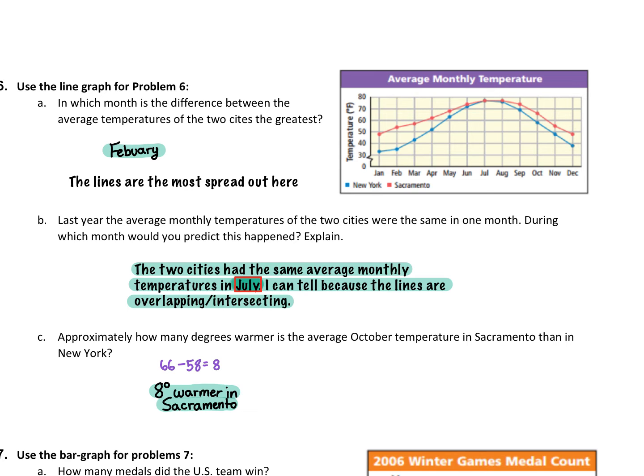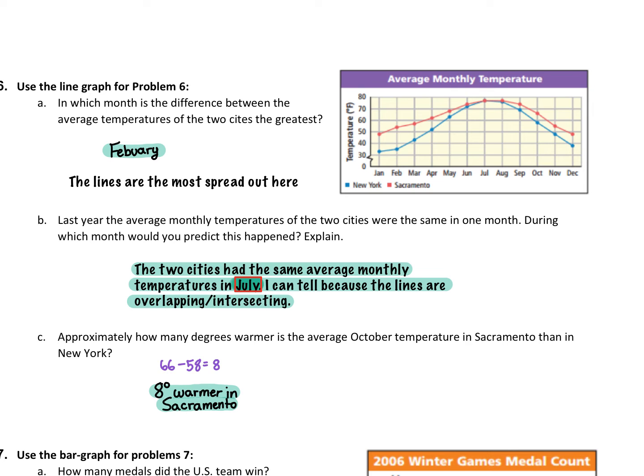So I'm looking for the biggest spread between the lines, and it sure looks like that is in February to me, where they're most spread apart. Letter B. Last year, the average monthly temperatures of 2 cities were the same in 1 month. During which month do I think that happened? Well, I'm pretty sure that happened in July, because that is where my lines are intersecting, where they're overlapping. So it must have been July where they both had the same temperatures.